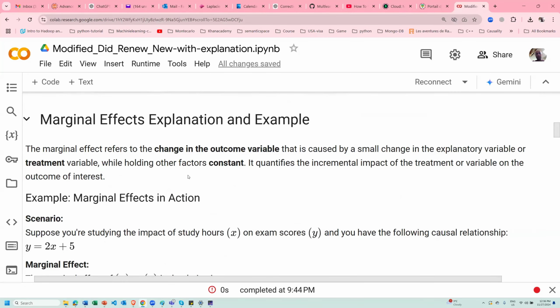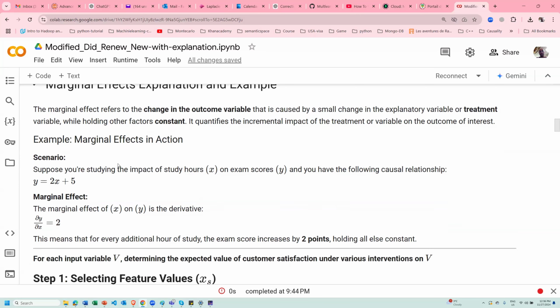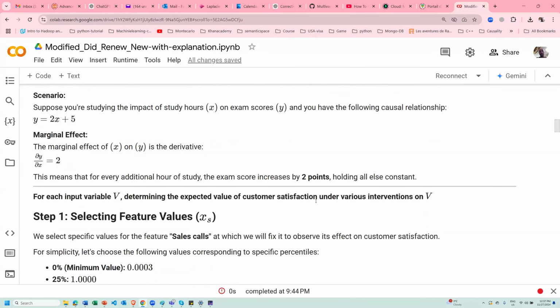The first thing that I want to explain in this code is the marginal effect. The marginal effect refers to the change in the outcome variable that is caused by small changes in the explanatory or treatment variable, while holding other factors constant. A very simple example: here we have y equals 2x plus 5. For the marginal effect we take the partial derivative, and it gives me 2. So this means that for every additional hour of study, the exam score increases by 2 points, holding everything else constant.